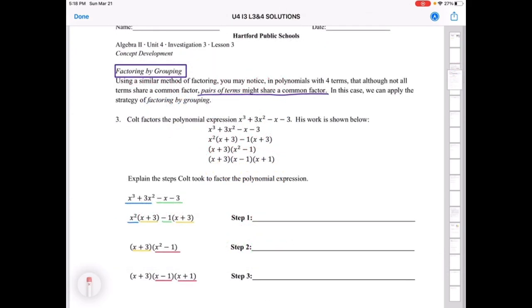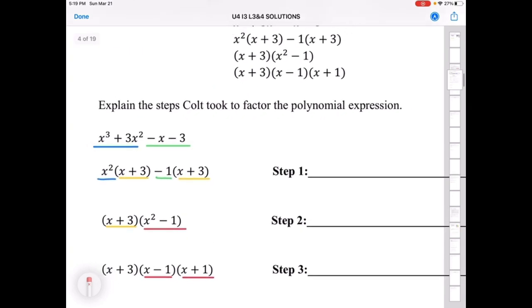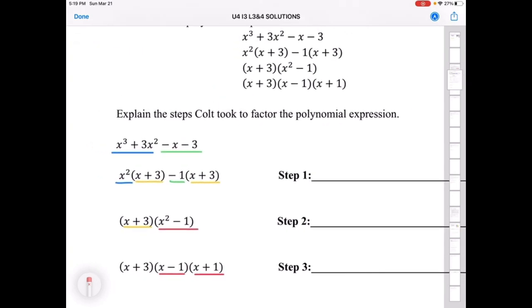On the next page, we're going to be introduced to factoring by grouping. Not every single term might share a common factor, but there are pairs of terms that might share a common factor, which means there might be two terms that share a factor, and you can factor it out of those two terms, but not the other terms in the polynomial. So we're going to do an example. If we look at this polynomial here, x to the 3rd plus 3x to the 2nd minus x minus 3, there are no common factors between every single term, so we could do factoring by grouping.